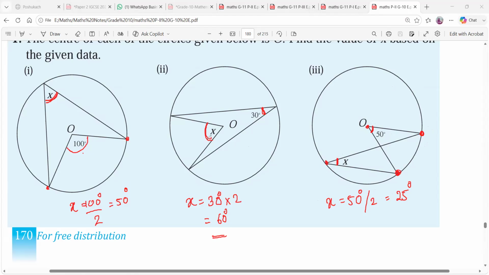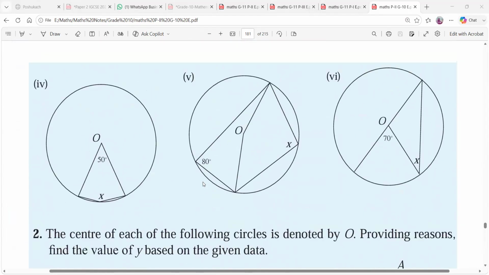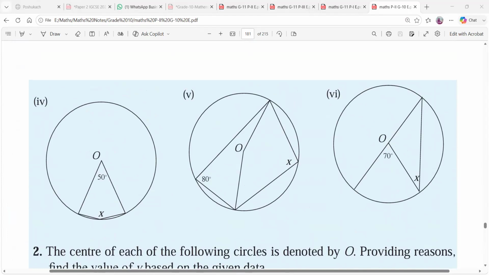The circle can be anywhere. Here the circumference angle is 30, and the center angle is double, 100 in the other case, so the circumference angle is half. Like that you can draw them. Please watch this again. This is very important.